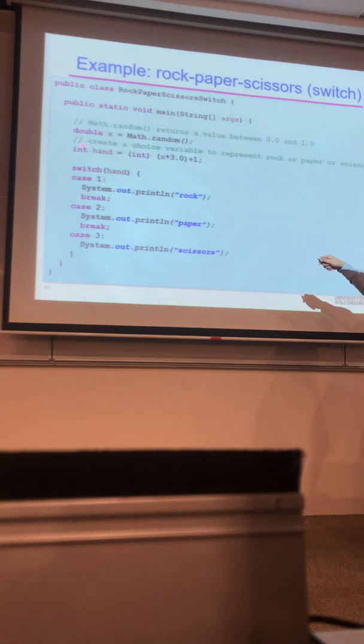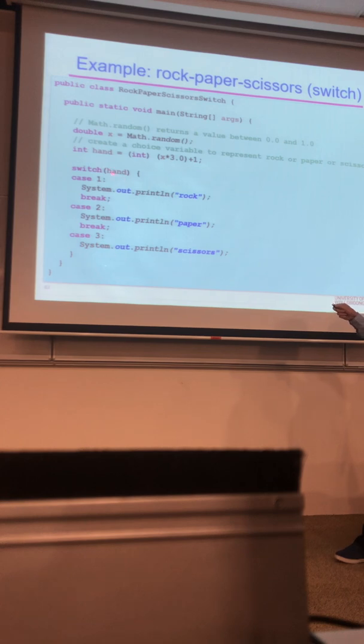So therefore, assume that this integer value is stored in a variable called hen. Now I can switch on the hen. If the value of the hen is equal to 1, we go to case number 1. We System.out.println the word rock. Followed by the break, we come out from the switch body, but still inside the main method.